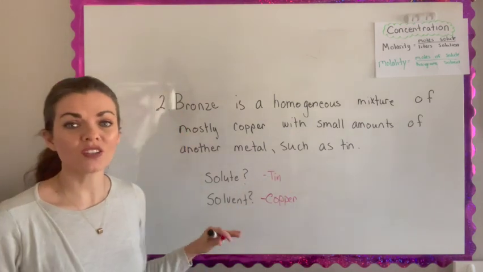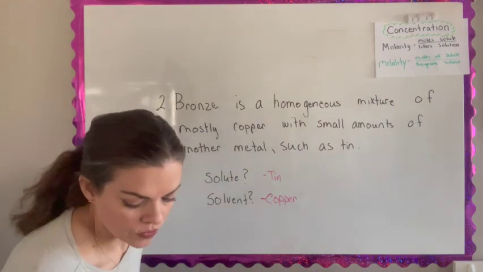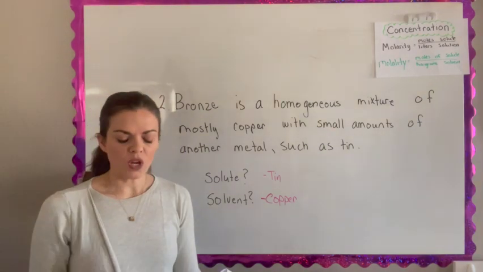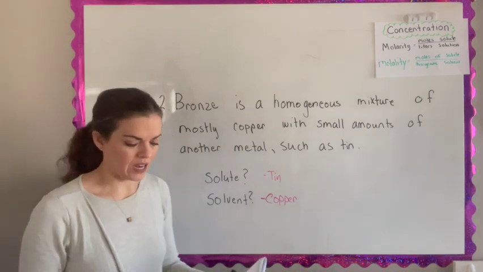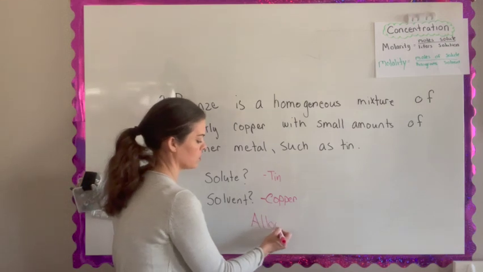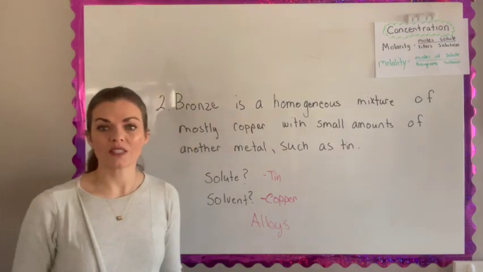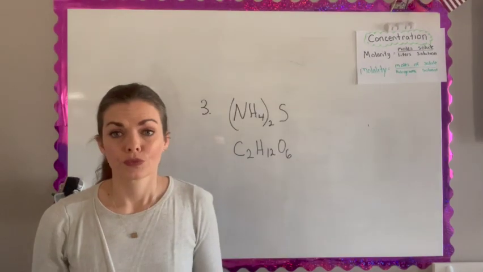The question then goes on to ask a part that I did not write down. It asks, what do we call a solution that's made from a metal and other solids? If you remember from the readings, these mixtures of metals are called alloys. And we mix metals to give them different properties, like strength.